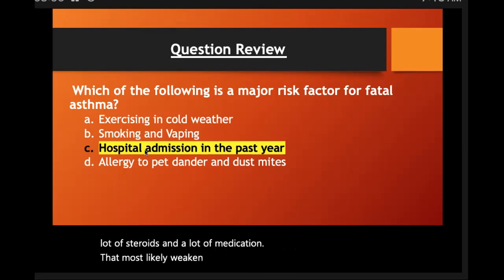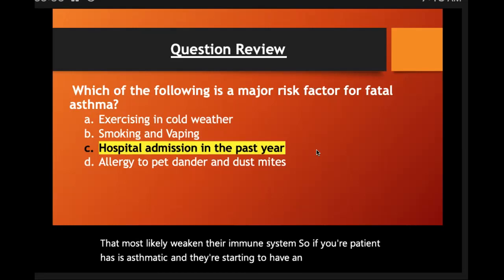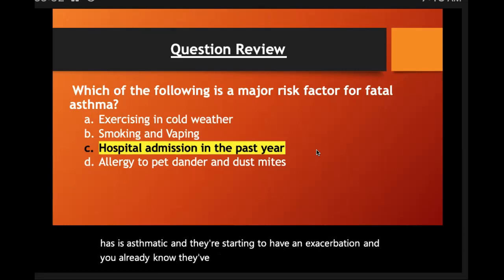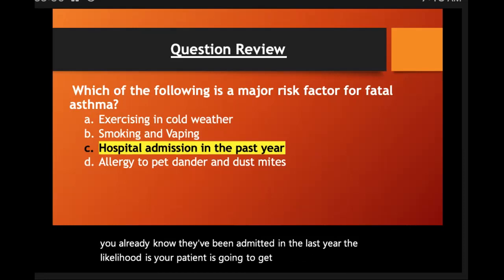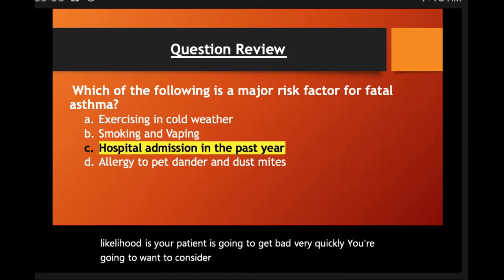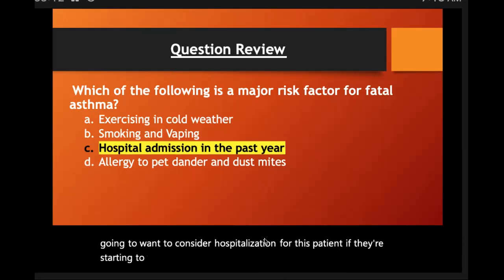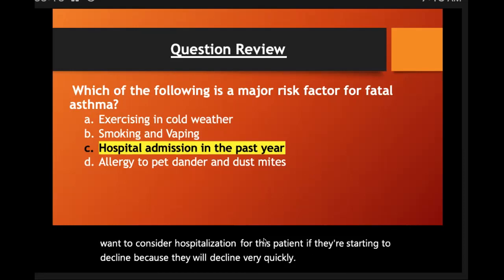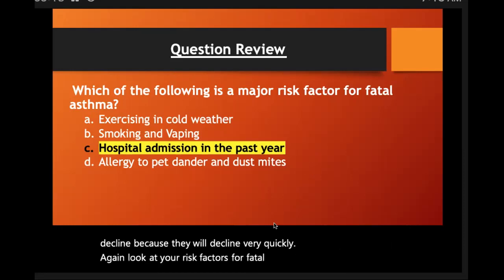So if your patient is asthmatic and they're starting to have an exacerbation and you already know they've been admitted in the last year, the likelihood is your patient is going to get bad very quickly. You're going to want to consider hospitalization for this patient if they're starting to decline, because they will decline very quickly. Again, look at your risk factors for fatal asthma, page 406, box 31.3. All right, make sure you review that, guys.